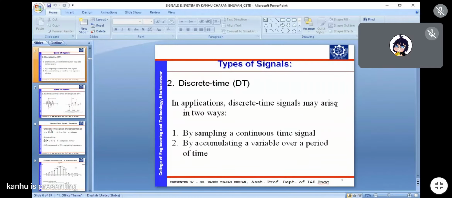Similarly, the finite duration sequence. For example, x(n) is equal to curly bracket start, -2, -1, 2, 1, 3, 5, curly bracket end. Then 2 is the origin, so put an arrow mark below the number 2, that is the origin.